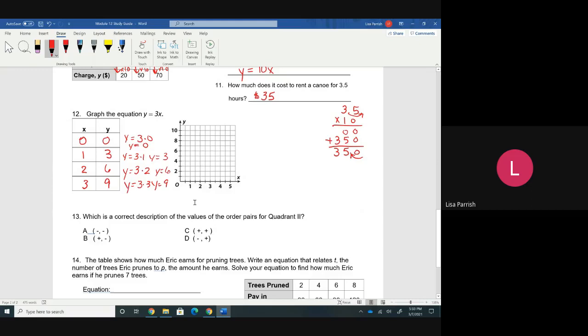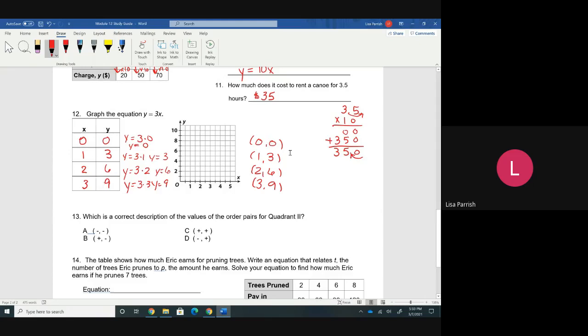So now that we have our table completed, we can graph. Remember to write your ordered pairs. There was a text box for you to write your ordered pairs. It was kind of where I just worked those out. But your ordered pairs will be 0, 0, 1, 3. You just pull your x and y's from the table. 2 and 6, and 3 and 9. These are your ordered pairs, your x and y values.